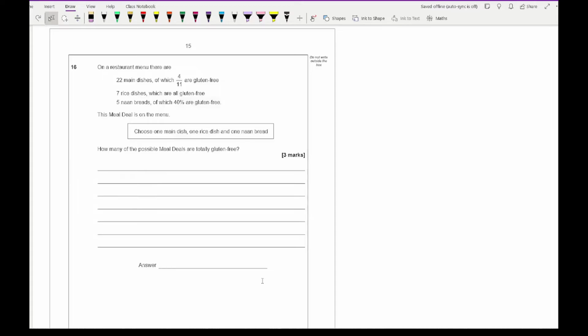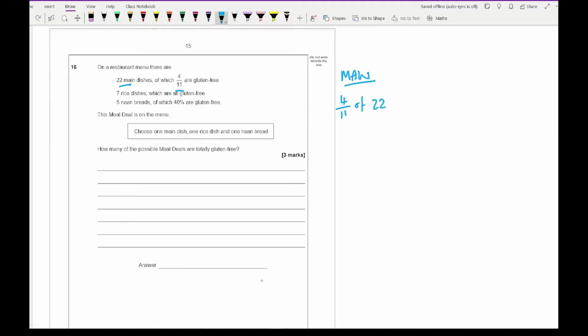This meal deal is on the menu, so choose one main dish, one rice dish and one naan bread. And how many possible meal deals are totally gluten-free? So looking at this, let's have a look at the main dishes. In terms of the mains, because that one's mentioned first, of the 22 dishes, 4 out of 11 are going to be gluten-free.